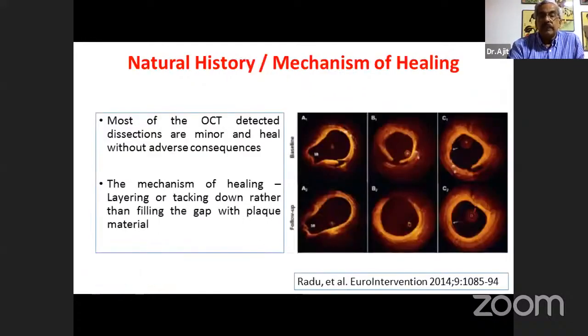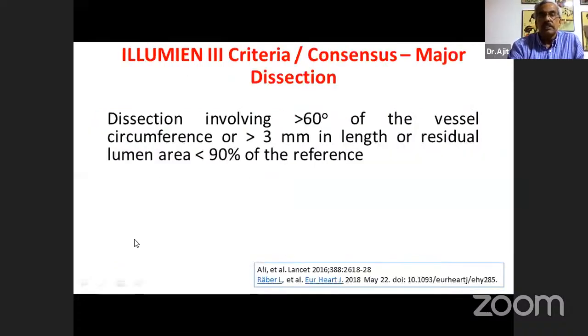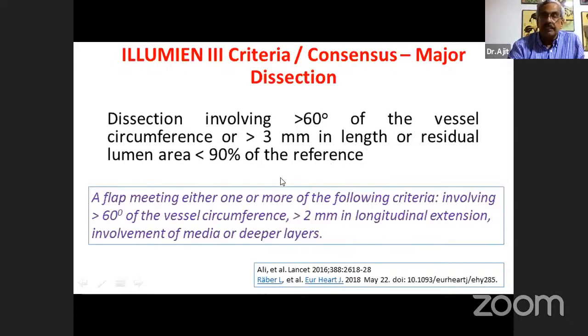Many times you'll see minor dissections on OCT, and you don't need to fix them. These are all minor things which happen. Many times, even in the left main with the guiding catheter, you see minor dissection. But if you get a big dissection, that's an event-producing lesion. A dissection which involves more than 60 degrees of the vessel circumference, an area of more than 3 millimeters in length, or a residual lumen that comes down to less than 90%, that's a bad dissection.